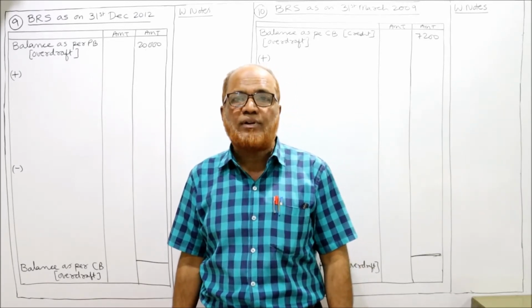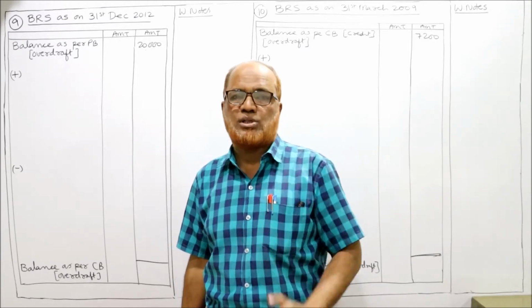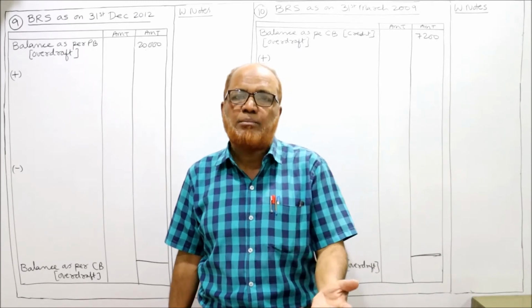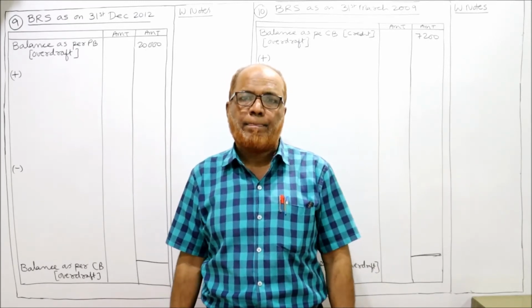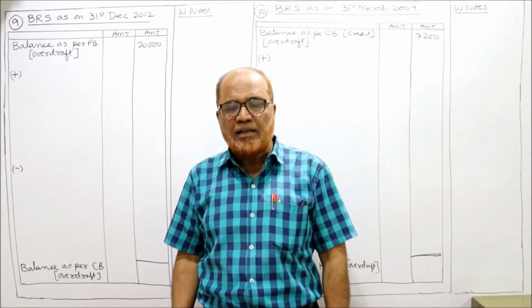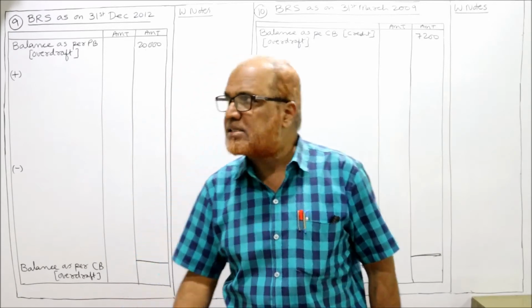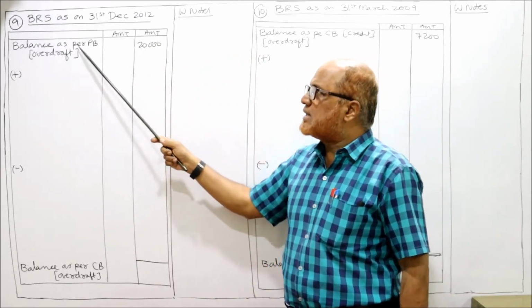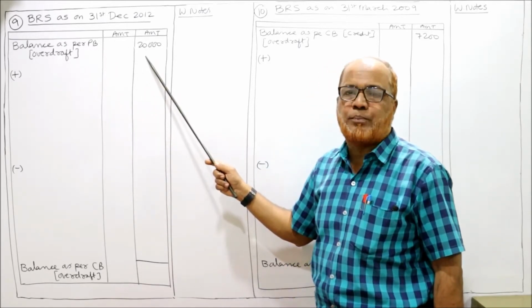Lastly, passbook balance is given and passbook balance is showing overdraft. What do you mean by overdraft? Our withdrawals are more than deposits. We have overdrawn from my account. It's nothing but a loan taken from the bank. It's a liability. Overdraft is a liability. The passbook is showing overdraft of 20,000. So here you can see BRS as on 31st December 2012. Balance as per passbook overdraft 20,000. This is the starting point.